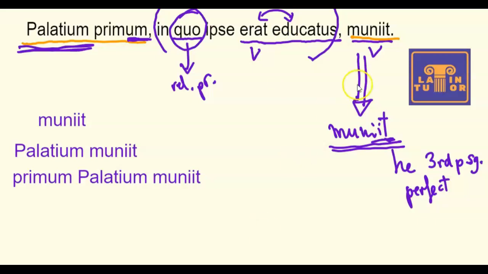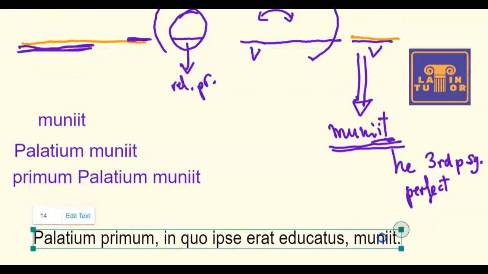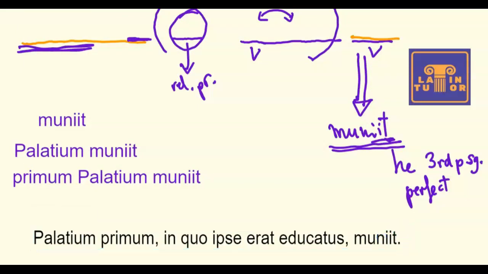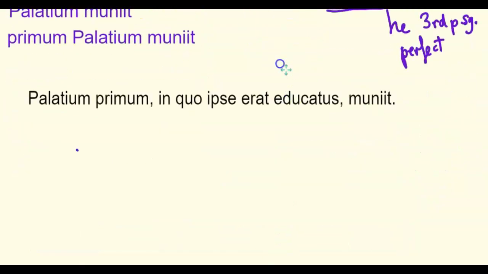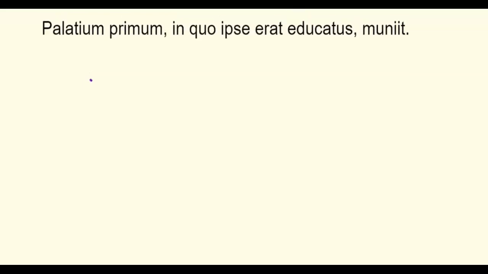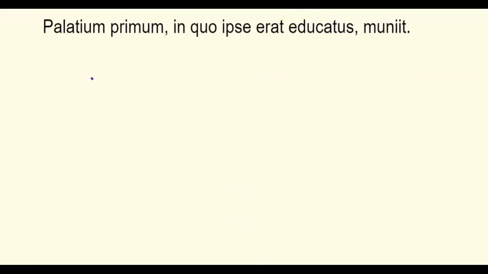I'm going to pick this sentence and take it with me away from everything else, and now it should be easier to move it around. There you go. Off you go, sentence. Right, so now let's add some of the marks that we are going to need. So we have in quo ipse erat educatus, and now we are concentrating on this sentence and this clause.